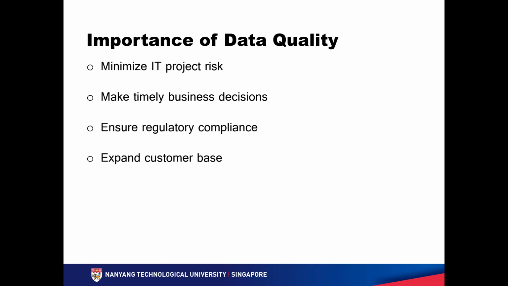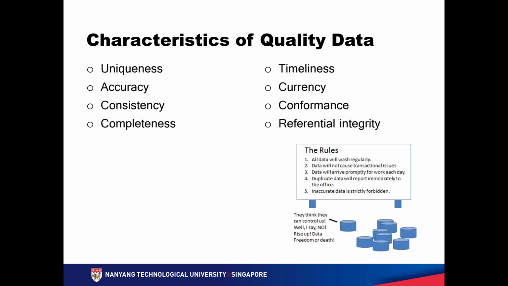Now, in order for us to have meaningful analytic insight, we have to keep an eye on the data quality. There are many ways that data quality may go wrong, but it's important because with good data quality, we can ensure we are making the right and timely business decision. So what are the characteristics of quality data? There are many different aspects of quality data. I have listed some important ones here.